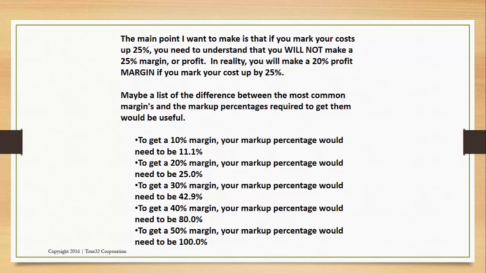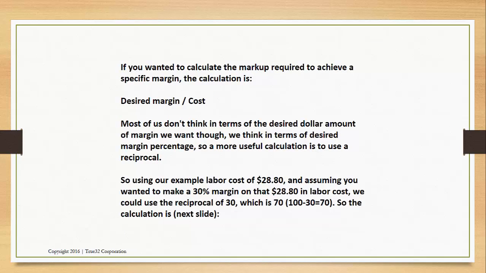And you notice how the difference between the two becomes very different as you get higher up in the margin. So to get a 50% margin, your markup percentage would need to be 100%. If you wanted to calculate the markup required to achieve a specific margin, the calculation is desired margin divided by cost. Most of us don't think in terms of the desired dollar amount of margin we want, though. We think in terms of desired margin percentages.